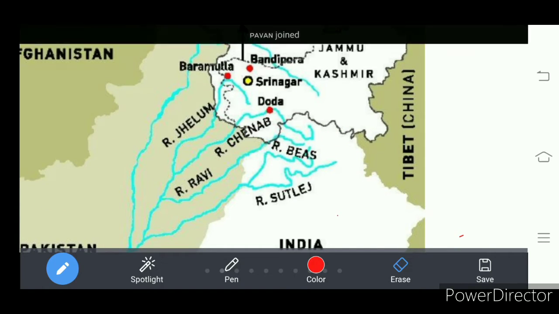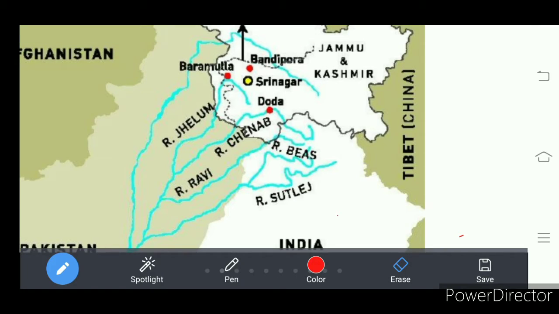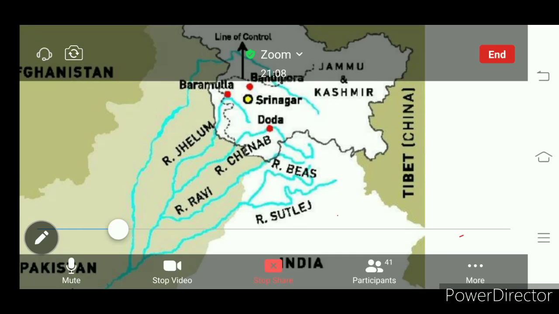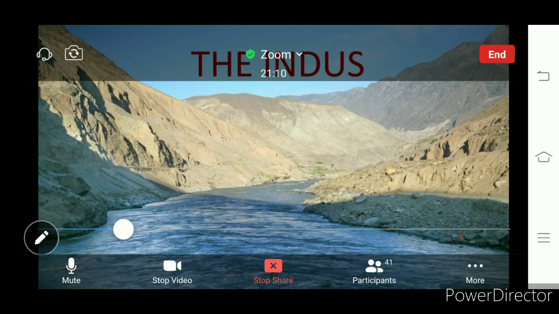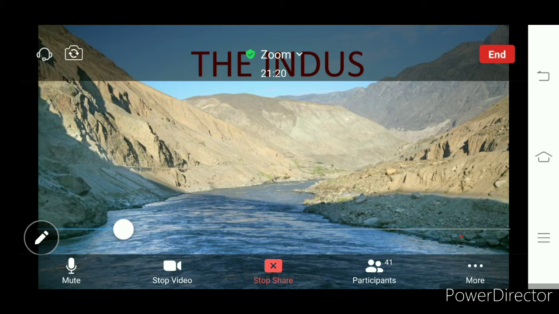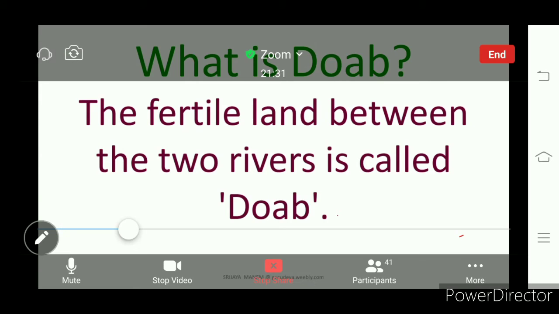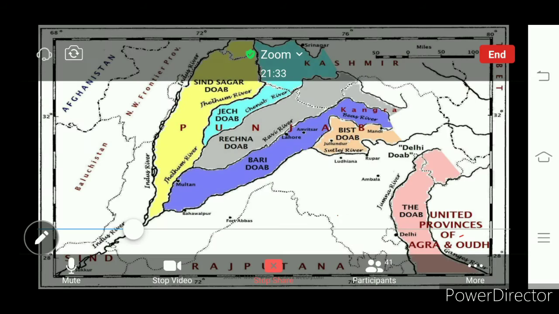So Doab features dominate the fertile land between the two rivers. Look at here. This is the Indus River. How it is flowing, you see. How beautiful is the river Indus. Understand? See, what is Doab? Fertile land between two rivers. That is called a Doab feature. Now let me show the Doab features here.